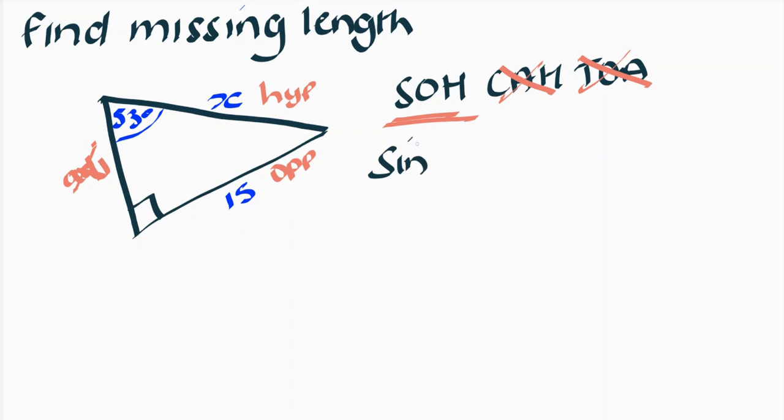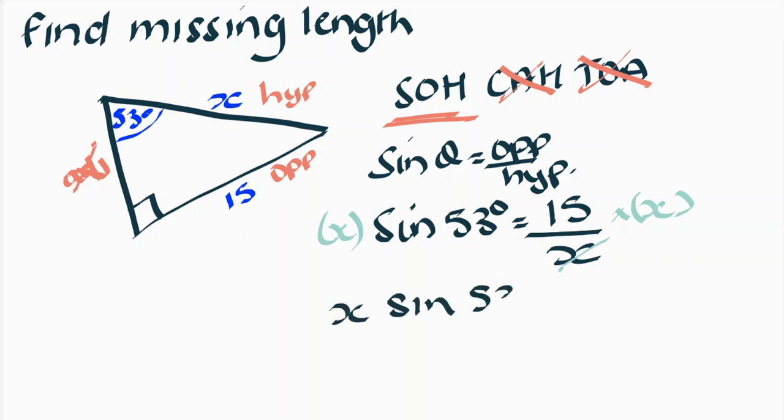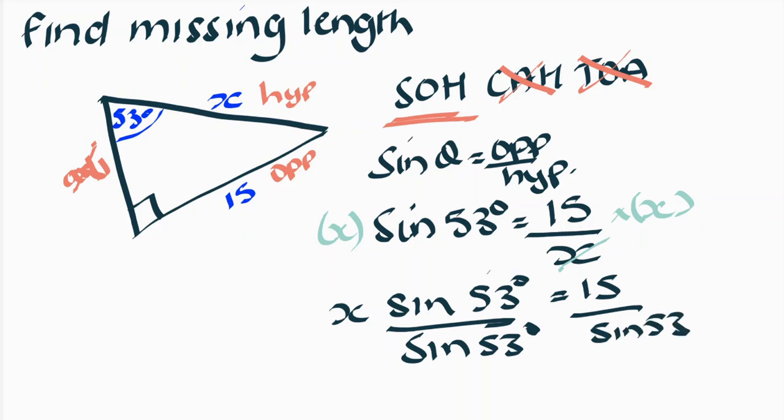So we're going to use sine of theta is opposite over hypotenuse. Our angle is given, so that's 53 degrees. Our opposite is 15, and our hyp is x. Now we're going to multiply both sides by x. So this will cancel. X sine 53 is equal to 15, and then we're going to divide both sides by sine 53. This will cancel. So x is going to be 15 divided by sine 53.